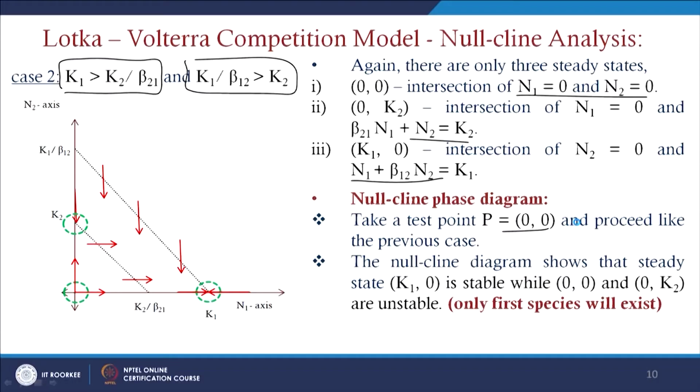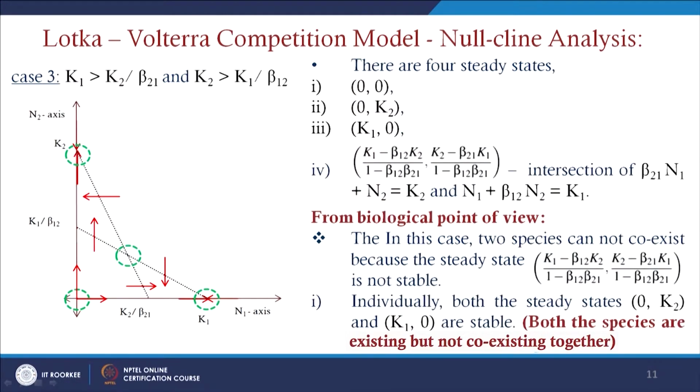And the nullcline diagram shows that at different levels, we can find that (K1, 0), if you put it in the equation, represents a stable state, while (0, 0) and (0, K2) are unstable. So, the first species will exist in this case.